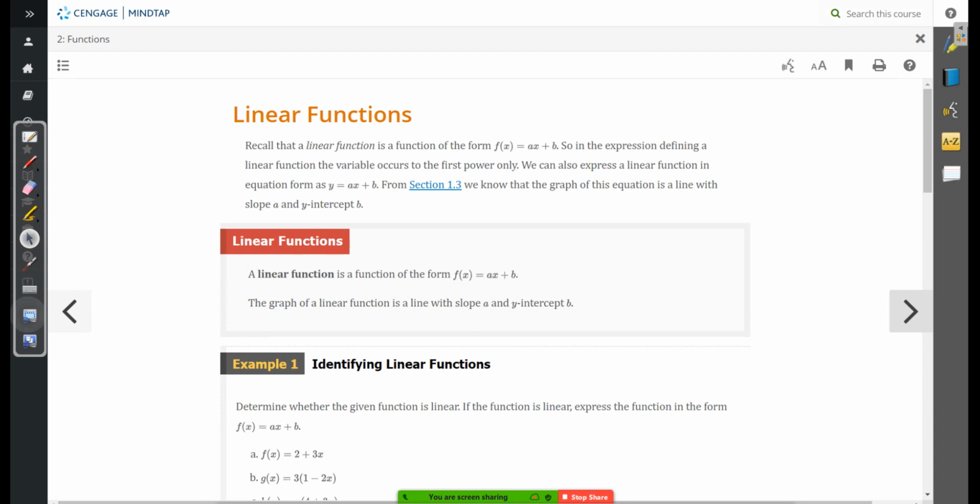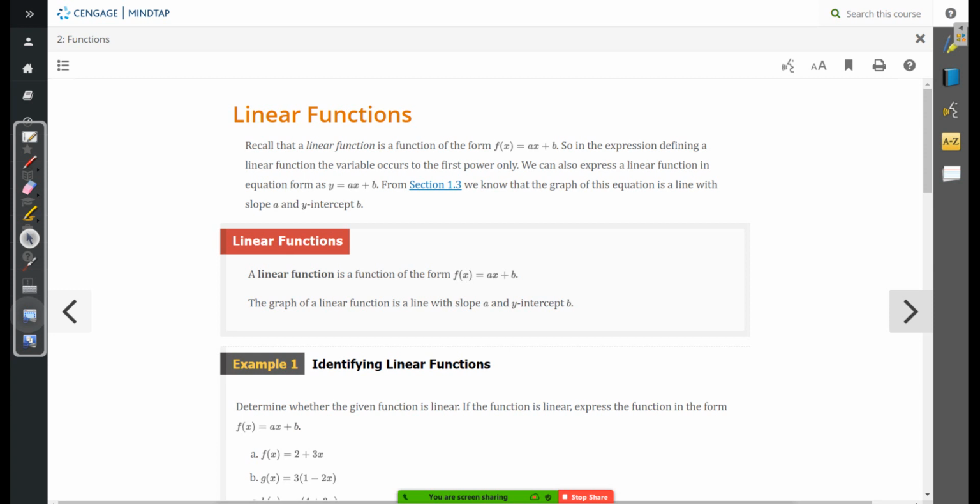So linear functions, recall that a linear function is a function of the form f of x is equal to ax plus b. So in the expression defining a linear function, the variable occurs to the first power only, so we only have a first degree polynomial. We can also express a linear function in equation form as y is equal to ax plus b.